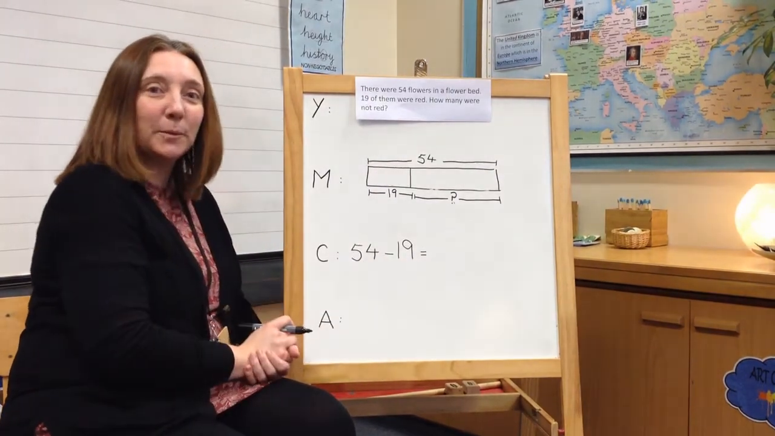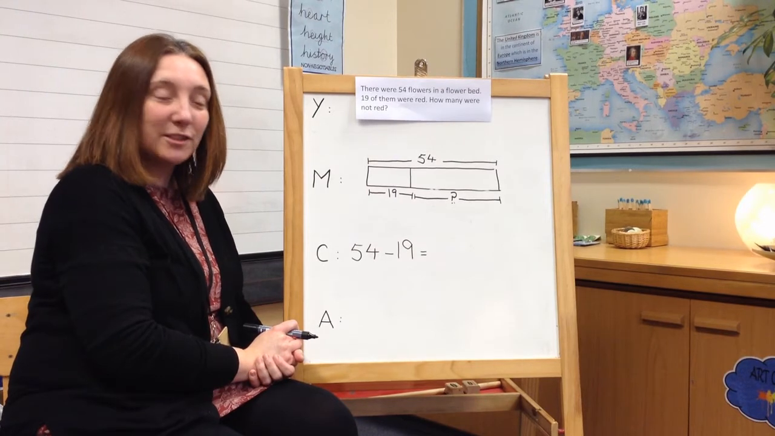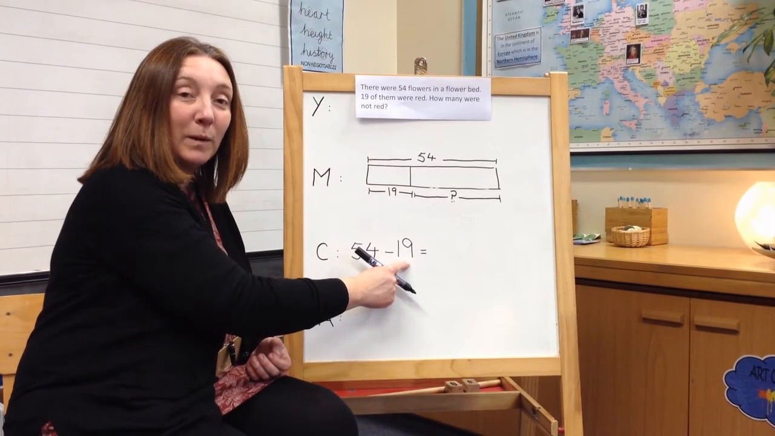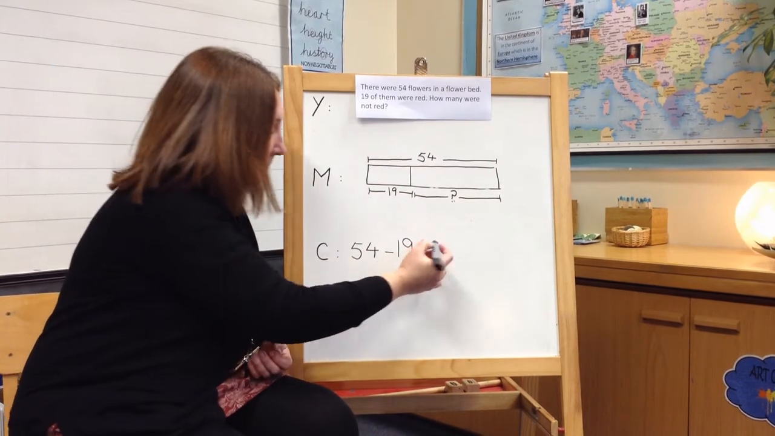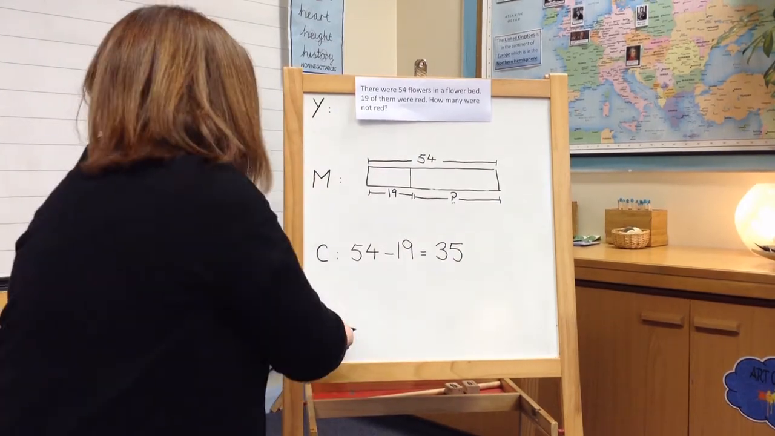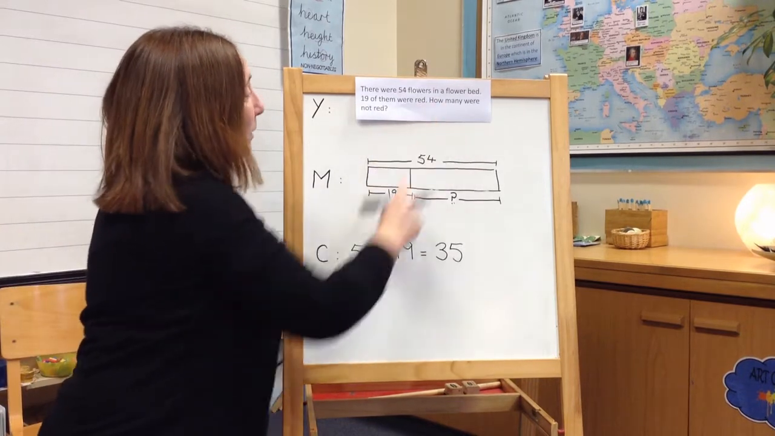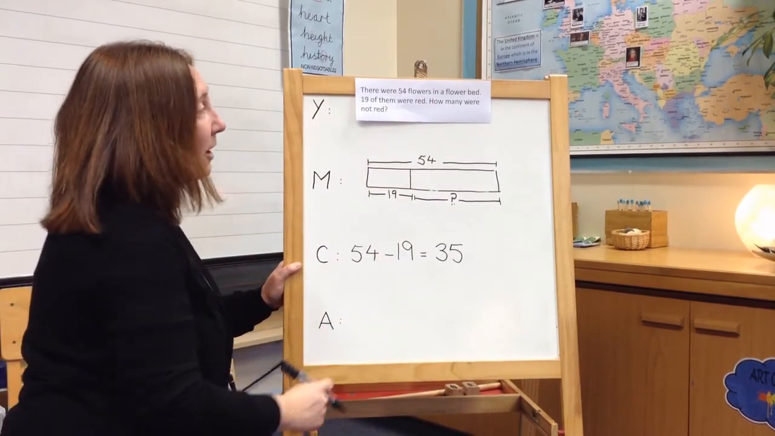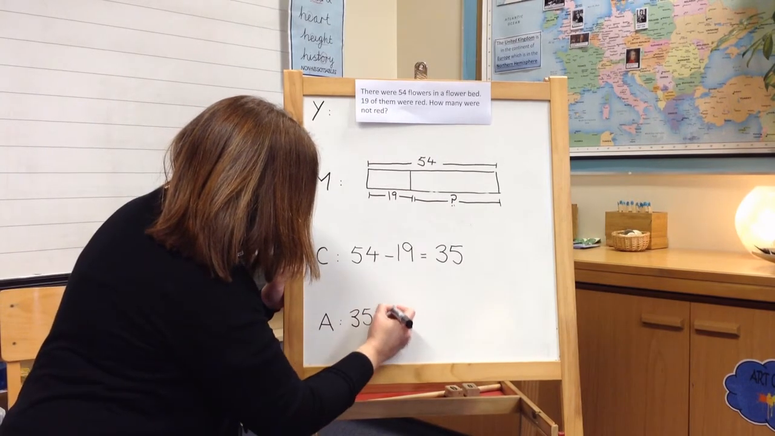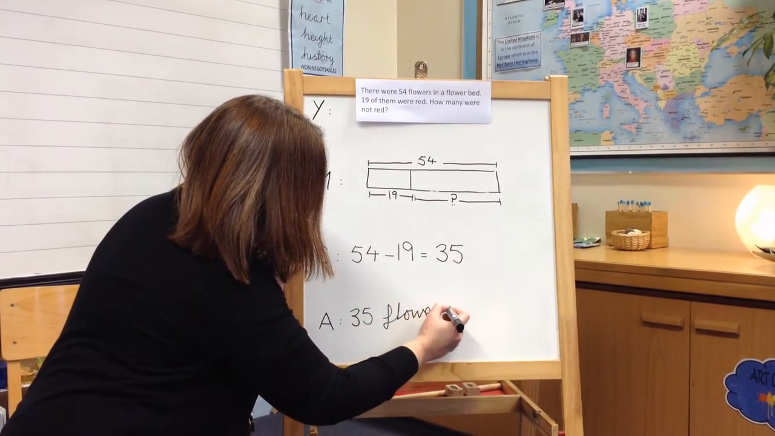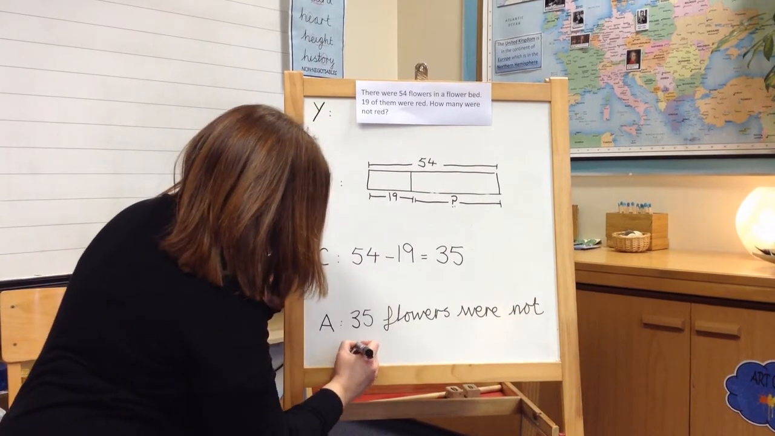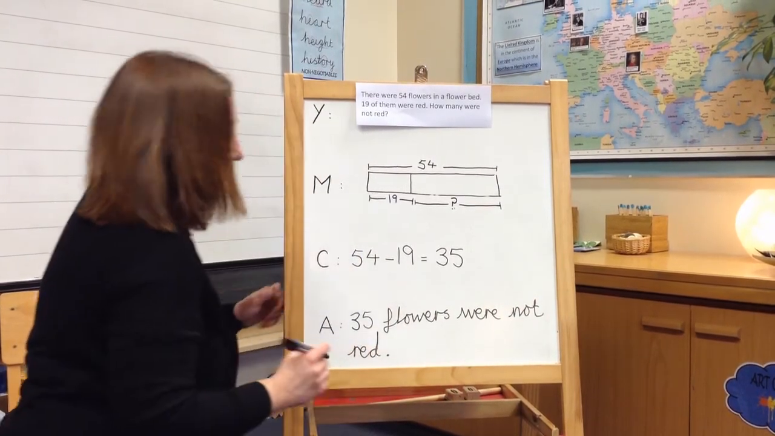We like the number 19, don't we? It's close to a multiple of 10. So let's round and adjust. 54 subtract 20 is 34, and we need to adjust by adding 1 back on. So the difference is 35. And the last step is to answer the problem. How many were not red? So my sentence is going to be 35 flowers were not red. It's the end of my sentence, so I finish with a full stop.